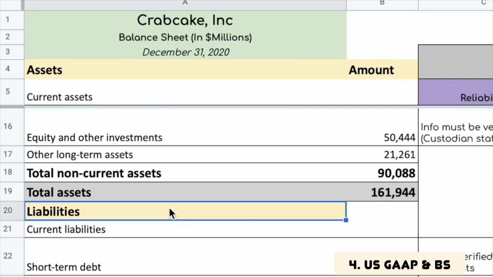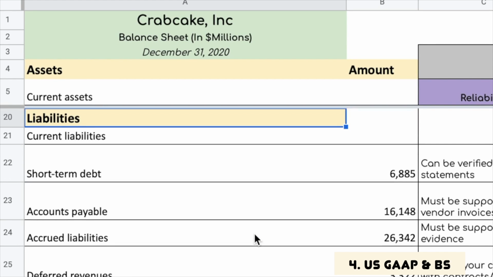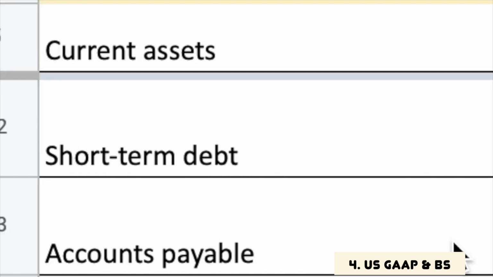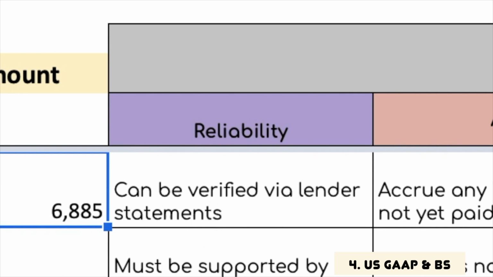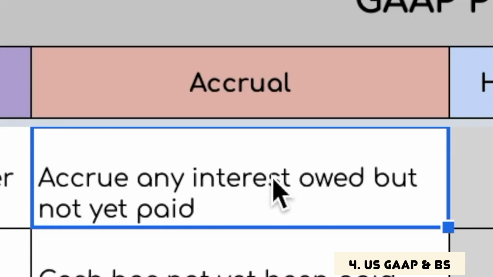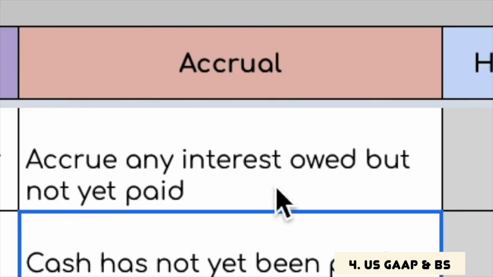All right, jumping over to the liabilities section, looking at the current liabilities. The first item up is going to be short-term debt. The way this information should be reliable is that it can be verified via lender statements. So I should be able to send out a confirmation to the lender and confirm the balance that is being owed here. The principle of accrual, you need to be accruing any interest that is owed but not yet paid. And so if you owe interest on the loan and you haven't paid it yet at period end, you need to be accruing this interest expense on your books and records, right? So this is the principle of accrual.